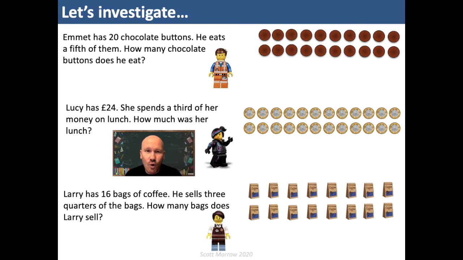Now remember, I'm not just looking for an answer for each of these. I want you to be able to explain how you're working it out. You might use bar models to help you analyse these problems. I want you to use resources in order to solve them, and can you draw pictures to explain and prove how you worked it out? So you might want to draw the buttons, the money, and the coffee bags themselves.